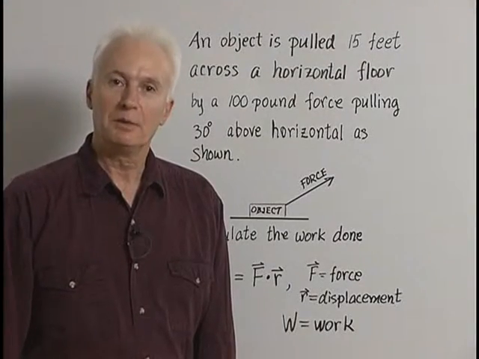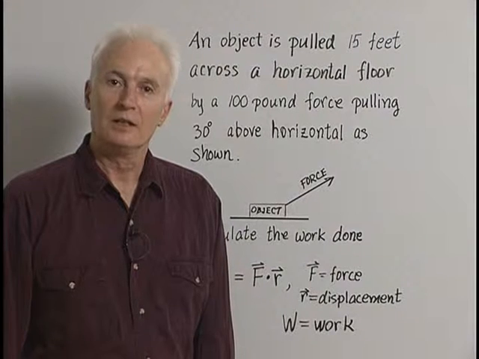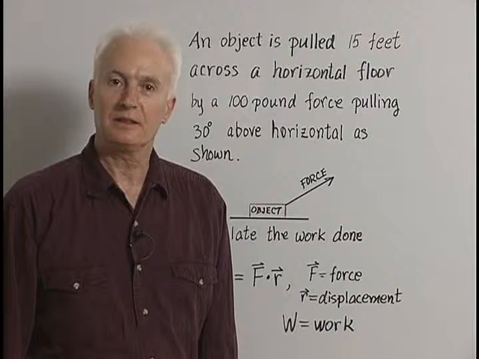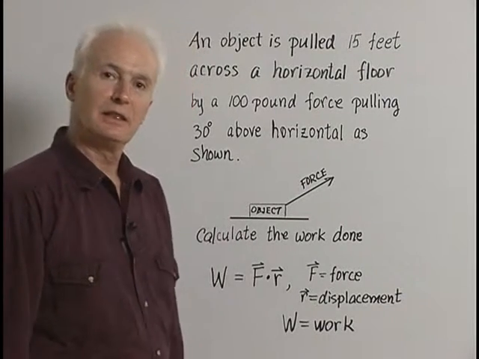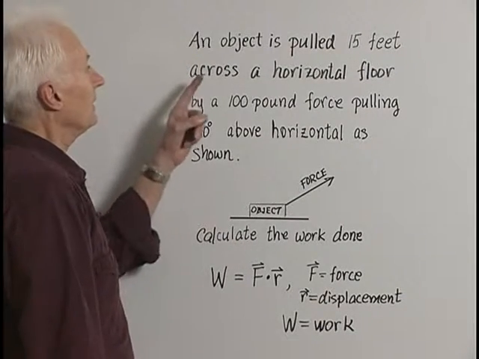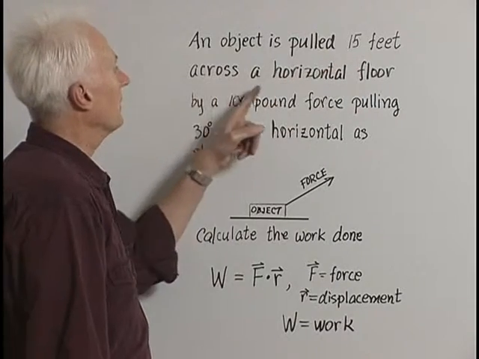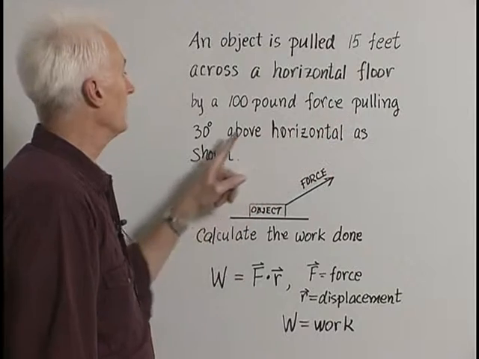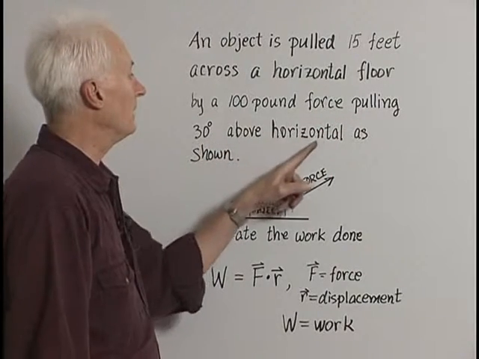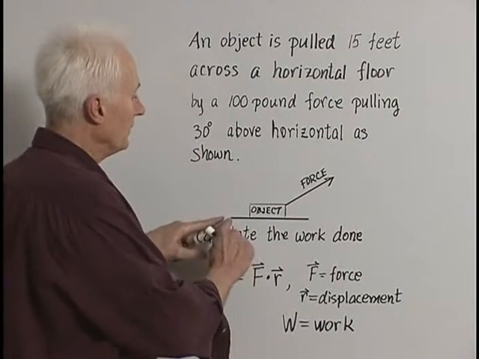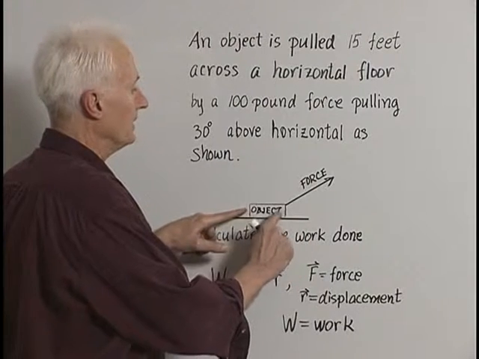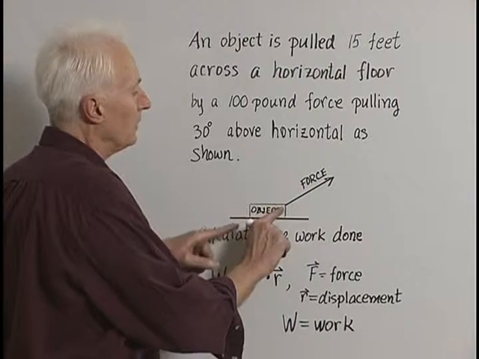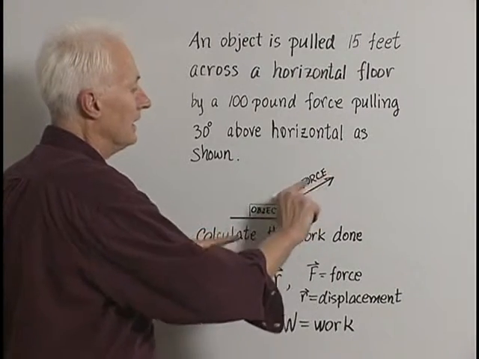Well, let's look at a problem where we calculate work. One of the nicest applications of the dot product is to calculate work. Let's look at an example. An object is pulled 15 feet across a horizontal floor by a 100-pound force pulling 30 degrees above horizontal as shown. So here's the horizontal floor and here's the object. Maybe it's some kind of box full of heavy stuff, and we're pulling, but we're pulling slightly upwards.